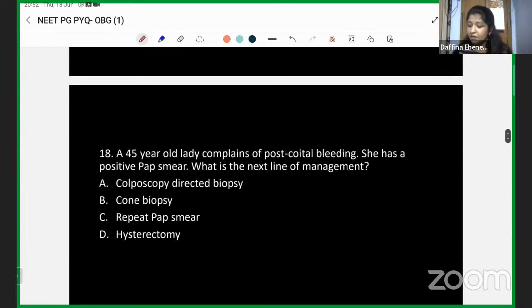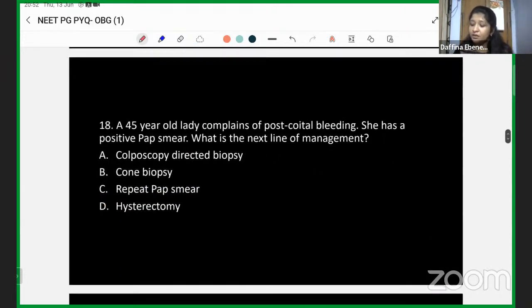Okay. A 45-year-old lady complains of postcoital bleeding. She has a positive pap smear. What is the next line of management? So what is a pap smear? Pap smear is the screening test that is done for cervical cancer. Okay. Positive pap smear. Next step, are you going to directly go and treat the patient? No, you have to confirm the diagnosis. How do you confirm the diagnosis? You do a colposcopy followed by a biopsy.